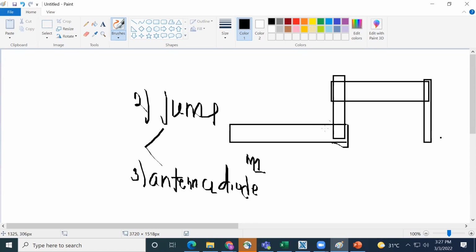For the diode, how to explain it to you? This is connected. Okay, the diode thing I will explain. It will take less time. Jumper will take more time.